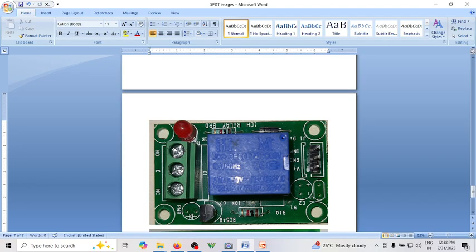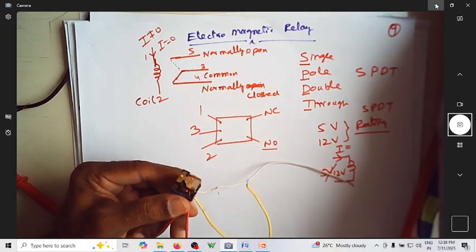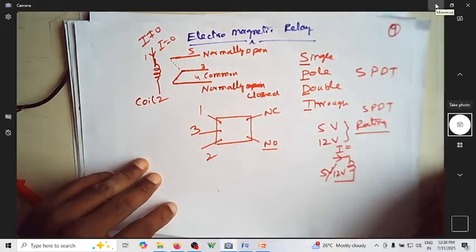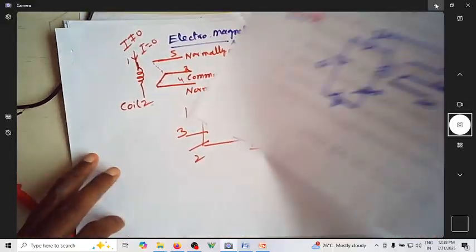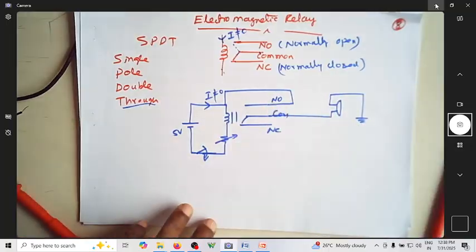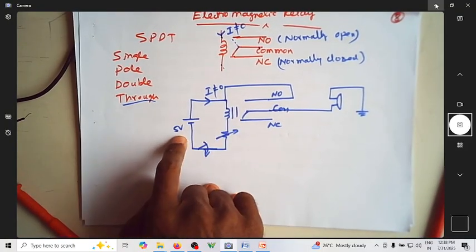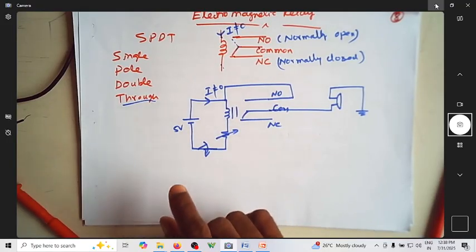This is practically a relay module. We'll talk about that later. So this is the relay. To understand its operation, I have connected a circuit here. This is the connection that is made. So a relay of 5 volt rating is being used.